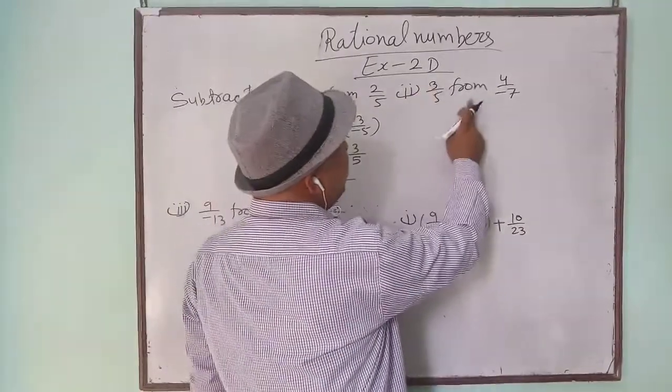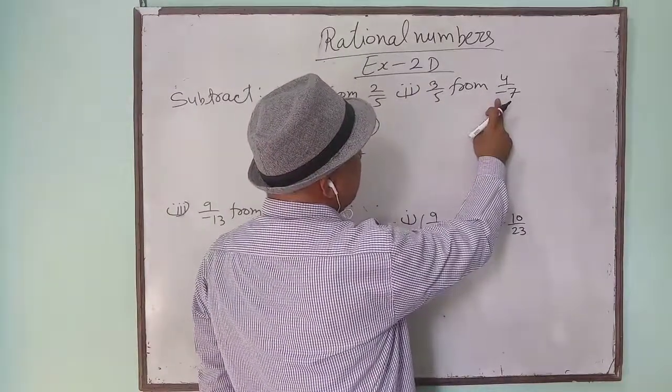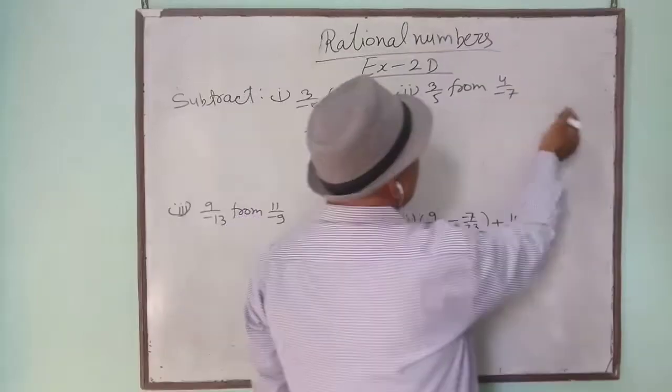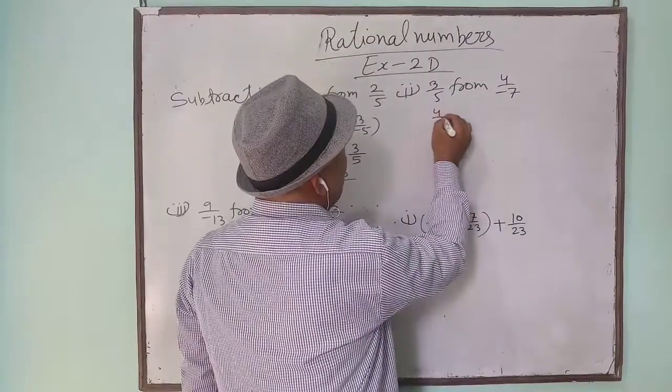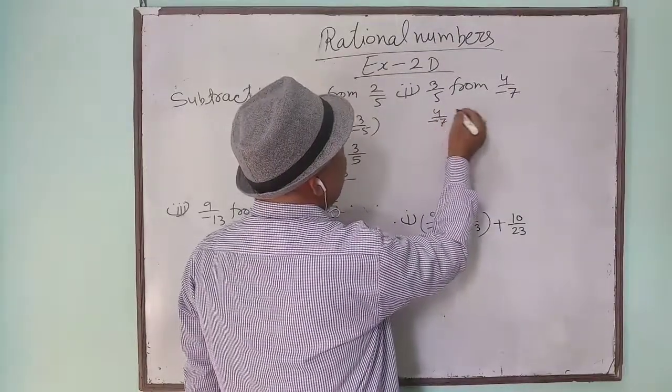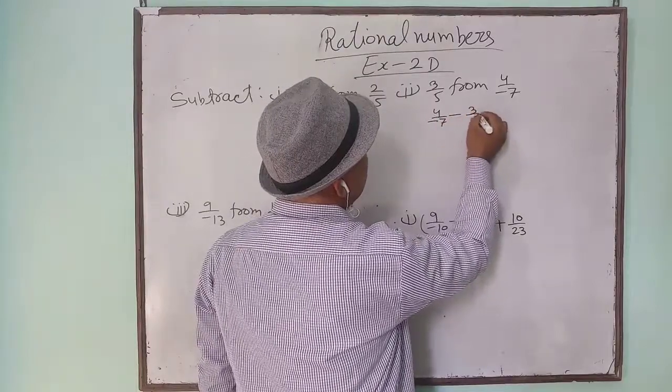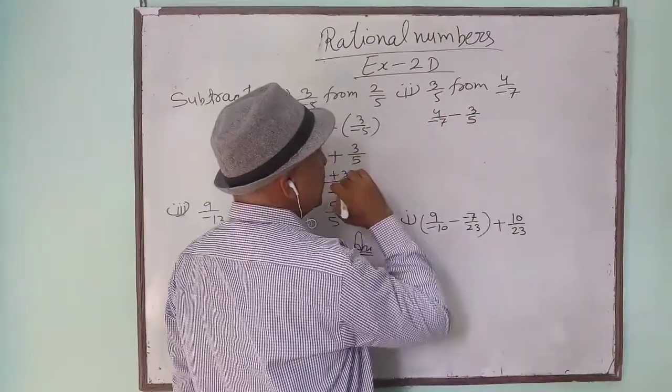See the second question. Subtract 3 by 5 from 4 by minus 7. So what will you do? 4 by minus 7 will subtract 3 by 5. Is this clear?